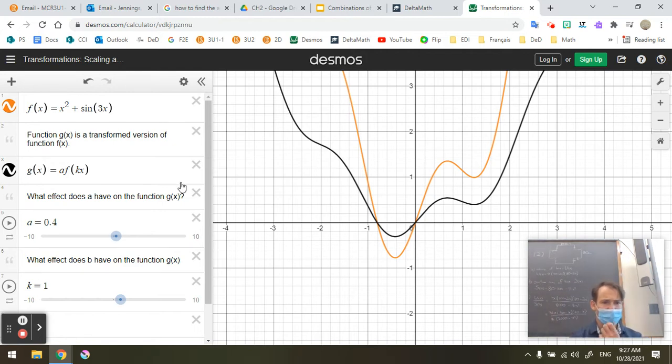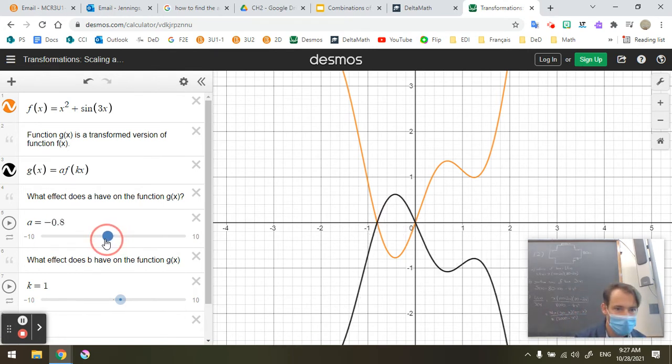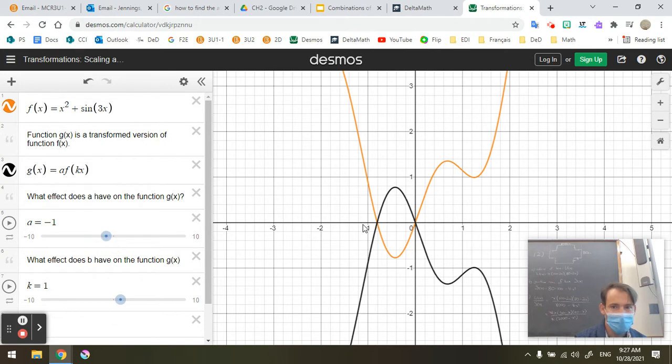What do you predict is going to happen if I set a equal to -1? Reflected. Where's the reflect? What's going to happen? It's going to just flip over. That's a good way of talking about it. Through what axis? What's the axis of reflection? The x-axis. It will reflect in the x-axis. So there you see nice and clear this reflection in the x-axis.